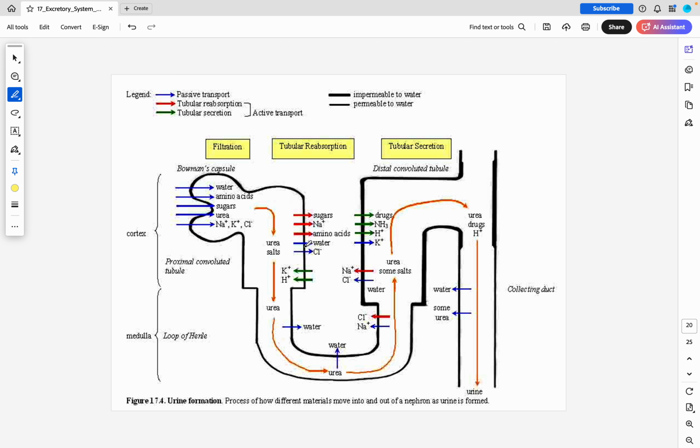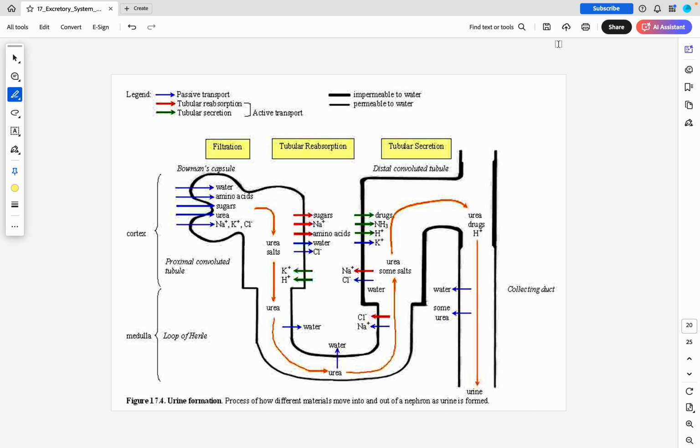In the proximal convoluted tubule, tubular reabsorption takes place. As much as possible, we want to maintain or regain sugars that are filtered out, sodium, amino acids that might still be needed, and some extra water if the body still requires it to maintain physiological conditions. So those reabsorptions take place in the proximal convoluted tubule. Then in the loop of Henle, water is reabsorbed. Additional ions such as sodium and chlorine are also reabsorbed back to the blood.